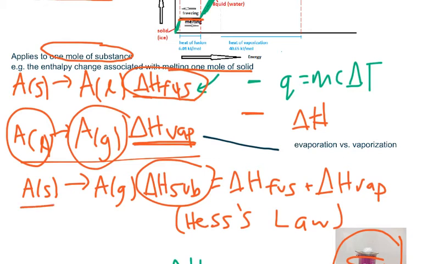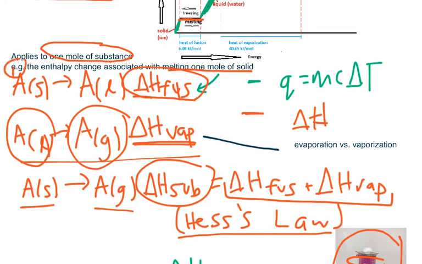Now, of course, we also have a ΔH of sublimation, and this is just the energy or enthalpy change when something goes from a solid to a gas. Now, why is ΔH sublimation equal to the ΔH fusion plus the ΔH of vaporization? Well, we could easily use Hess's law to prove this. The first reaction, reaction 1, goes from a solid to a liquid, and that's the ΔH of fusion. For reaction 2, it is going from a liquid to a gas, that's ΔH of vaporization.